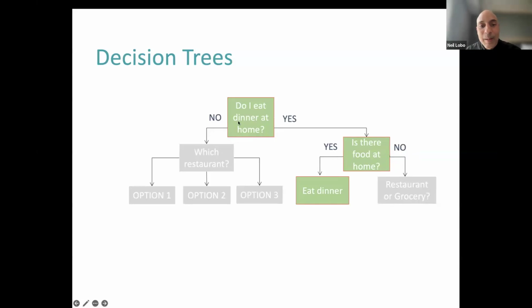So I'm just going to eat dinner. So that's a simple, please don't laugh at me. I like to eat, and I was definitely hungry when I made this. And I don't know if there was dinner at home, but that's how a decision tree works.